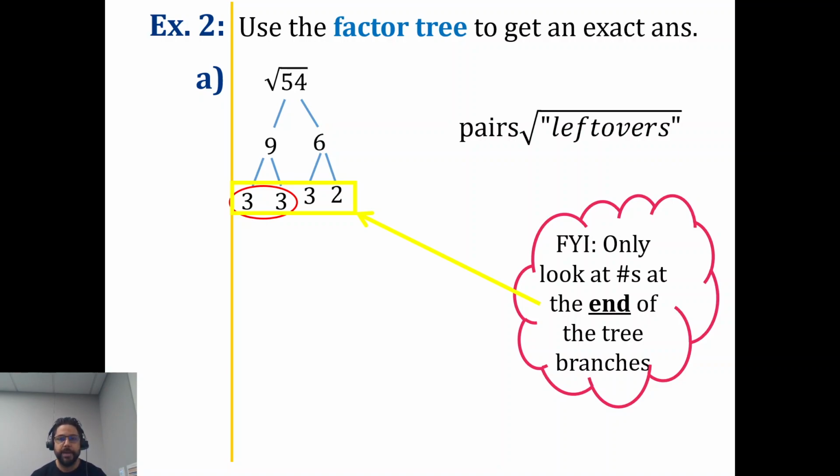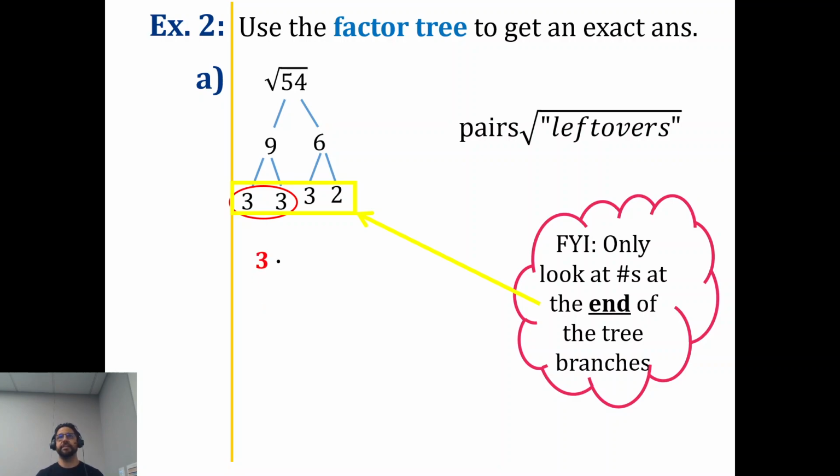I circle my pair that I've got. The leftovers are identified as well. The pair goes outside, the leftovers go inside. So if I have a pair of 3s on the outside of the radical, I'm not going to put a 3 and a 3. I'm just going to put the pair, kind of like when you guys are playing cards, and if you have a pair of jacks, you put them together and it's one pile.